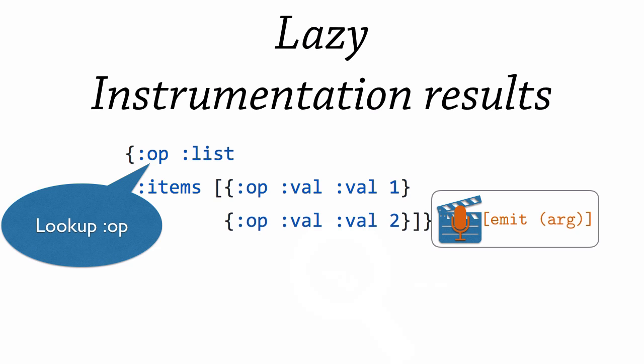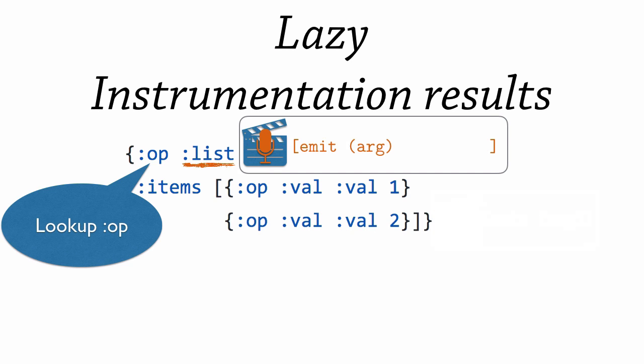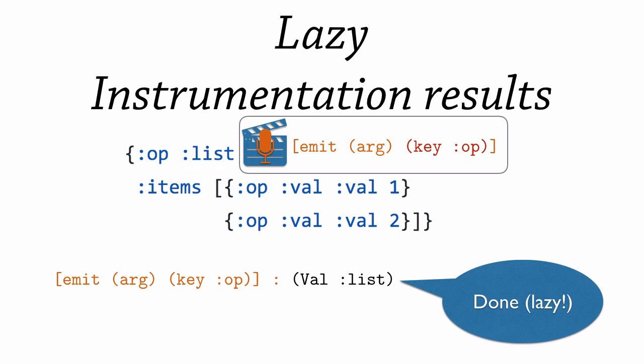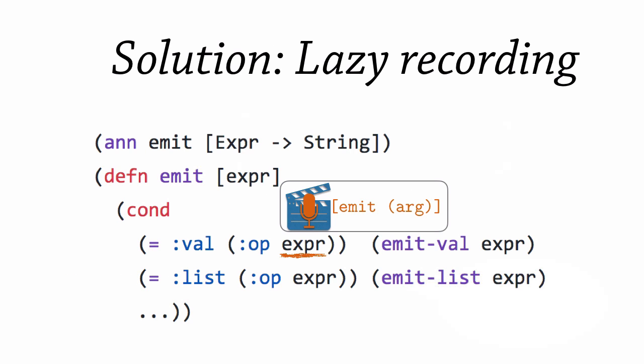So as before, we check this value by taking the outermost path, appending it with the new information that we have about the new path element. And because this is an atomic value, we've now got some data we can use about this program. And now we're done, because this is lazy, and the operation was to look up the op key. So, what's the problem with this approach?